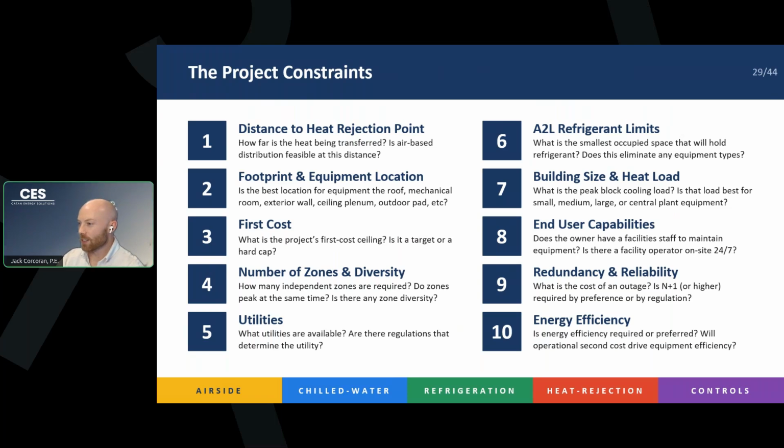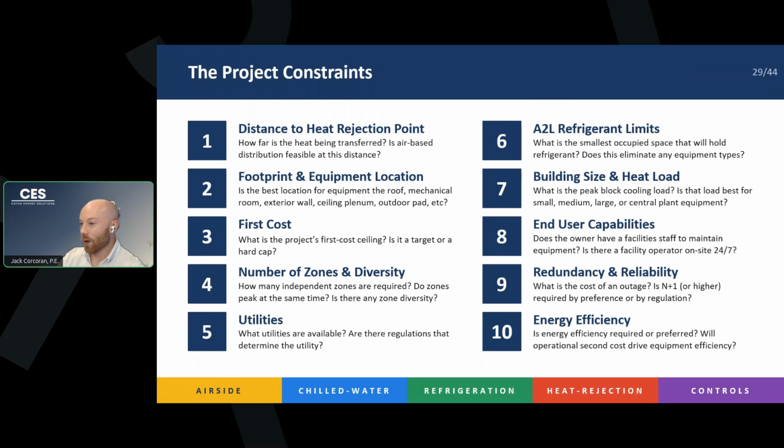Your building size and your heat load: you could have a massive campus. You're automatically eliminating your PTAC. That's not going to work for a massive campus. A packaged rooftop, if you have two buildings, you're not sending air underground or air from one building to the other. You're going to either be using chilled water or condenser water to get that, or refrigerant.